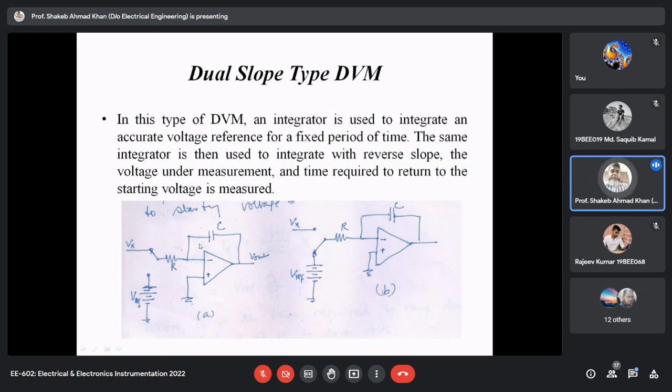Your dual slope type DVM employs an integrator. The heart of it is the integrator. You can see that this is an integrator circuit. Can you tell me, if I'm feeding an analog integrator circuit like this with a DC input, then what will be the output? If we give a DC voltage input to an integrator, what will the output be?